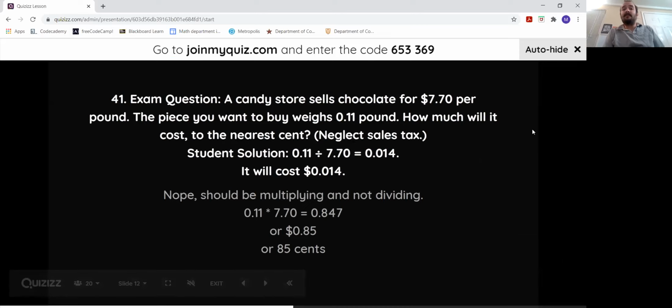Okay. So no, it should be multiplying, not dividing. We multiply those two numbers, we get 85 cents. Questions about this?